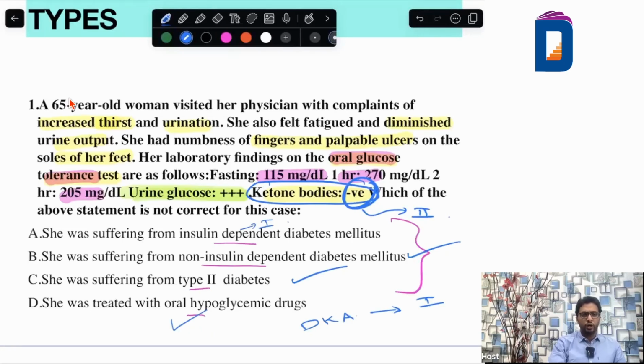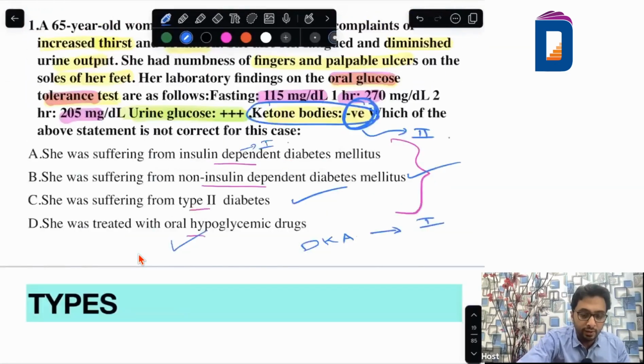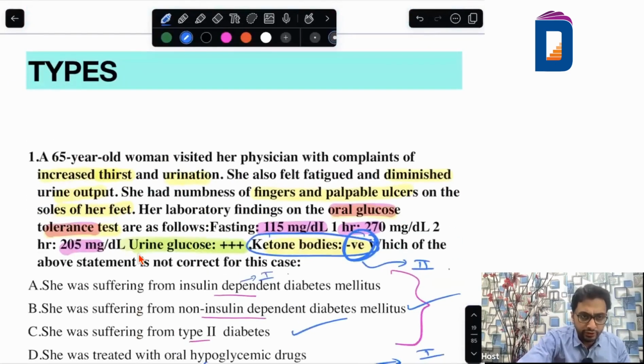Don't jump to a conclusion that I don't know this. Don't make such mistakes. You have to know this. Now, hope you got this. I'll give you the chart of differences, but majorly, for type 1 and type 2, the major differentiating factor is that diabetic ketoacidosis is seen in type 1, not seen in type 2.